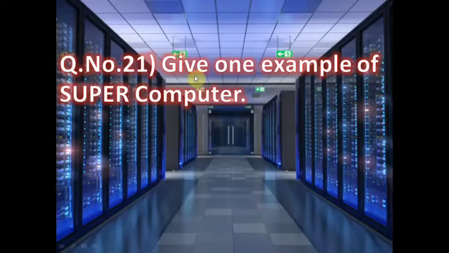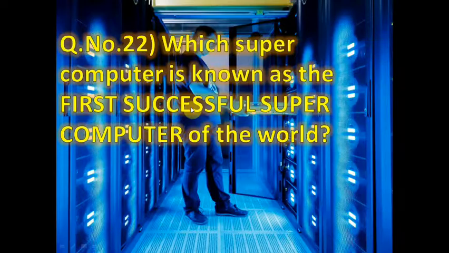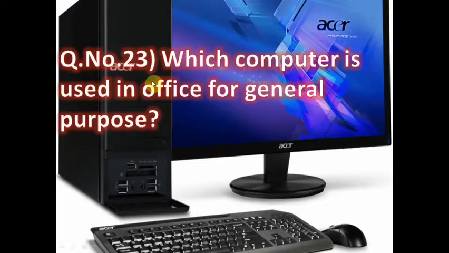Now question number 21. Give one example of a supercomputer. Cray 1. You can say another example also. I have written Cray 1 is an example of a supercomputer. Which supercomputer is known as the first successful supercomputer of the world? The correct answer is Cray 1. Now next question number 23. Which computer is used in office for general purpose?